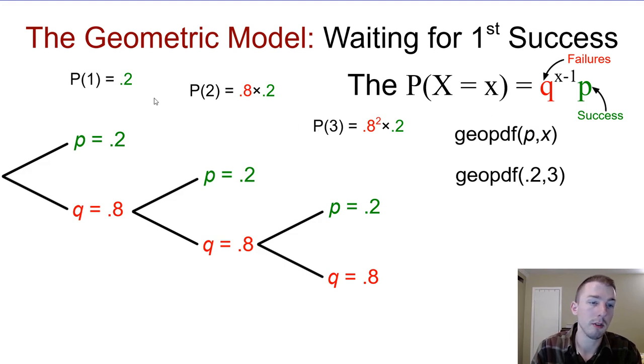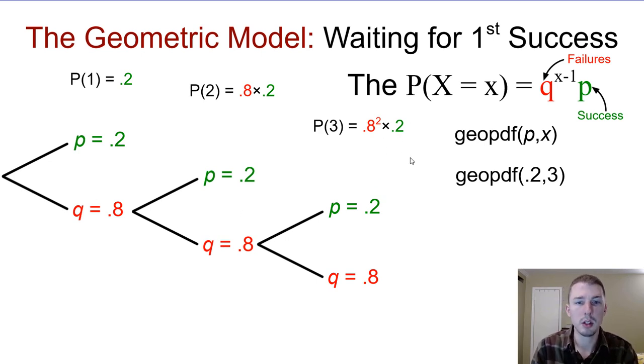So essentially, if our first success was on the first one, that would mean there were 0 failures before, so that would be 0.2. The probability that the first success was on the second one would mean there was 1 failure and 1 success. And then the probability that the first success was on the third one means there were 2 failures before our first success. So it just keeps going on.